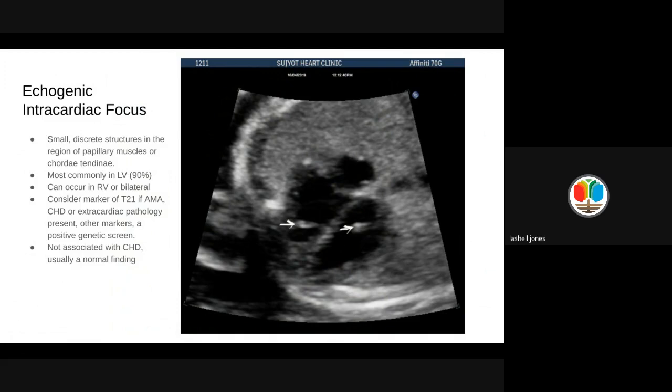So just to mention, it's echogenic intracardiac focus, small discrete structures in the papillary muscles, most commonly, 90%, in the left ventricle, but they can occur in the right ventricle or bilaterally. It is considered a marker for T21 if AMA or other markers are involved. You can definitely consider it a marker, but it's typically not associated with a congenital heart defect, especially when isolated.